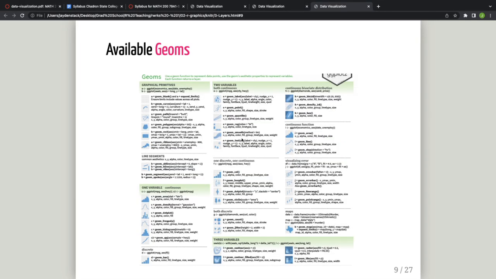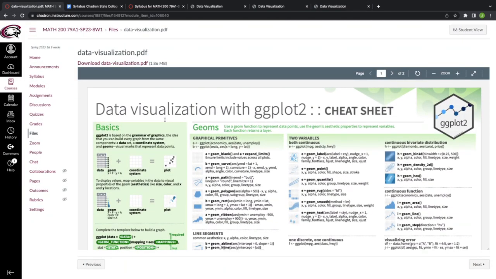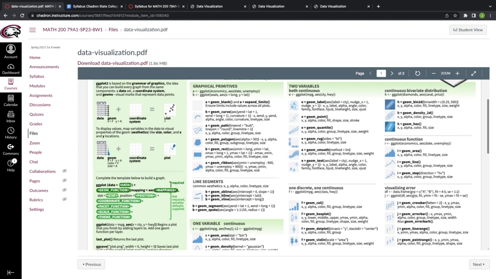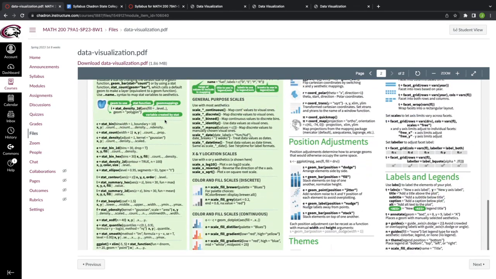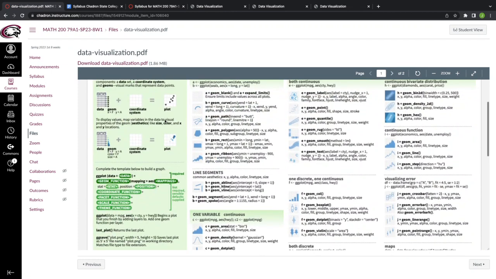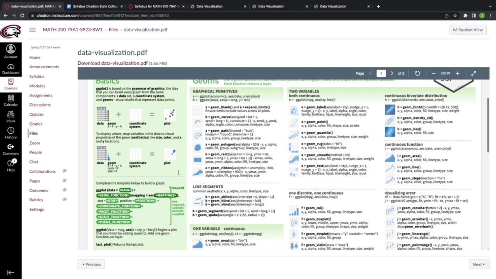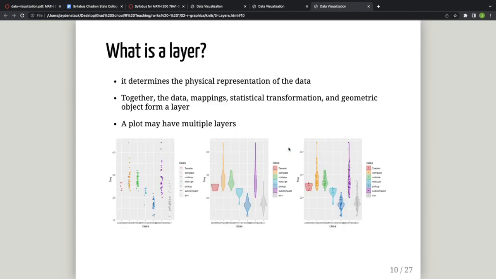Okay, so available geoms. There are a bunch of different geoms that we can create using the ggplot2 package. And again, these are all available on the modules page of our Canvas. Again, I encourage you to take a look at some of these and make sure that you understand what types of tools that you have when creating graphics.